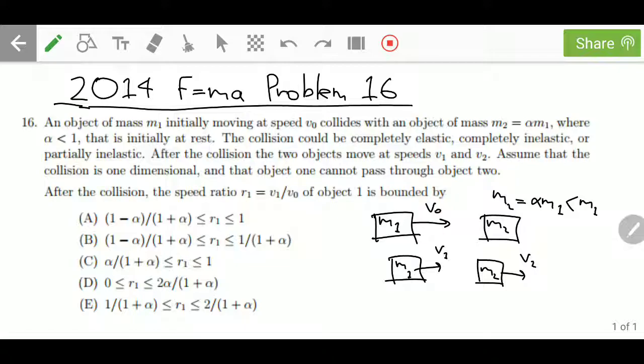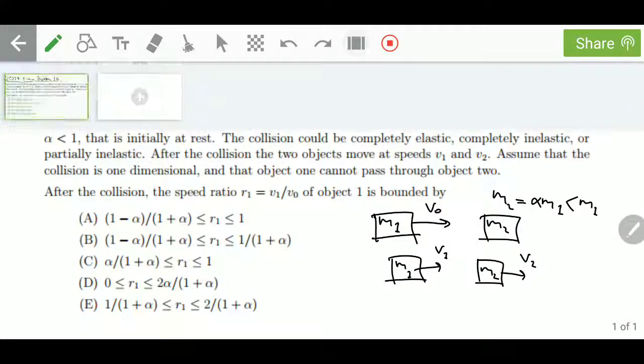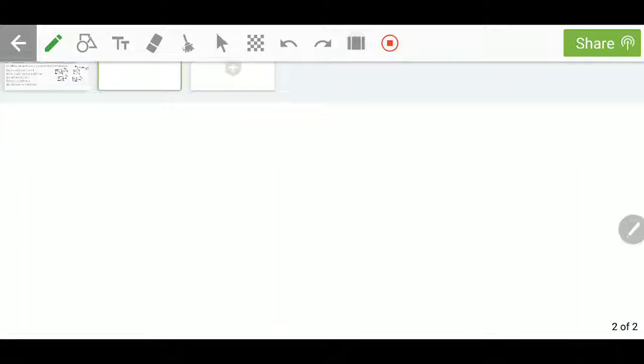And then we are asked to find sort of bounds for the speed of object 1 in terms of its initial speed. So, how can we do this problem? Well, what do we know? How are we going to find these kinds of bounds, and how do we know when the extreme case occurs? Well, here's what we do know.